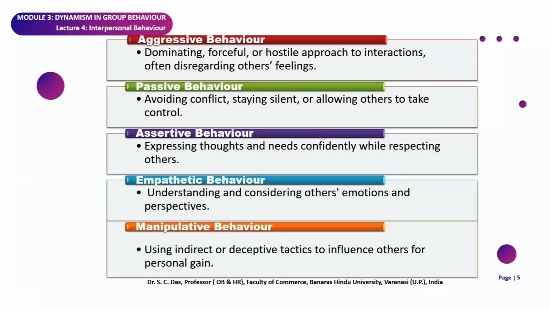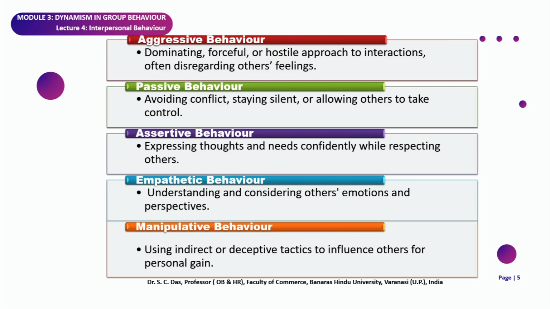Passive behavior: avoiding conflict, staying silent and allowing others to take control. That means you don't use statements which can create conflict, you stay silent, you listen more. That may be the important part of passive behavior. Assertive behavior means your assertion is very confident. Whenever you express something to other people, you are very confident and very clear about your thoughts. This is also a big thing which shows your positive personality.